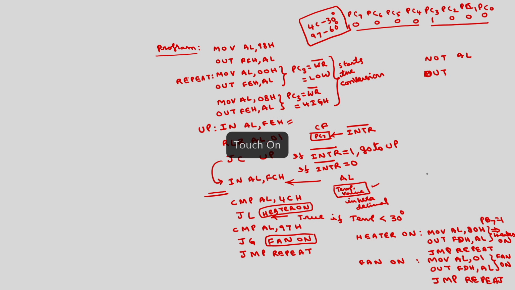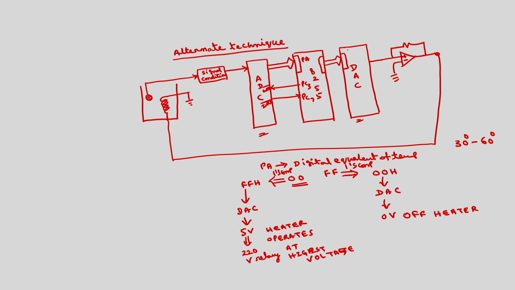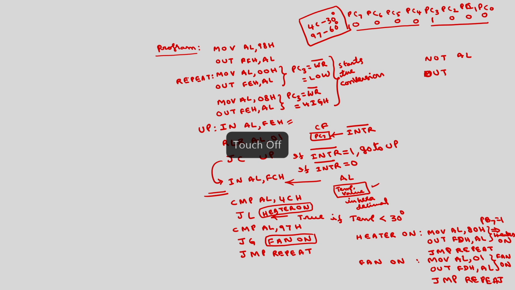I am going to connect this D to A converter to port B. This you have to program as output port. Anyhow, in the previous example also you have programmed port B as output port. So, OUT port B, FDH comma AL. Then you have to repeat this process, jump onto repeat.